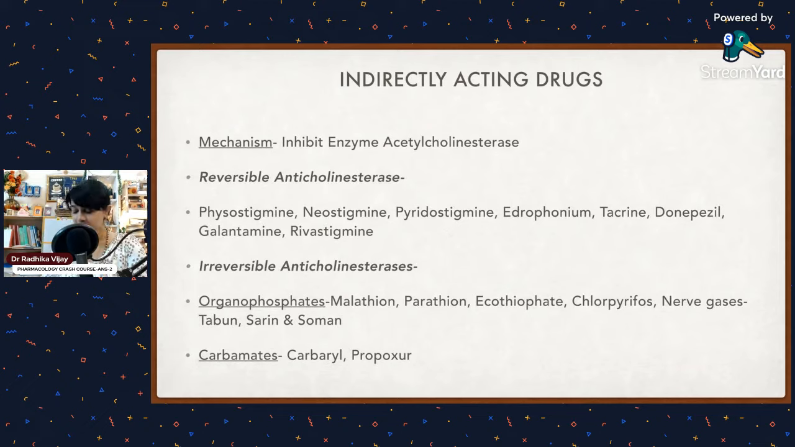Other uses of neostigmine are post-operative paralytic ileus, atony of the urinary bladder, and also the reversal of competitive skeletal muscle relaxants. So these are the uses of neostigmine. Let's talk about pyridostigmine. It has a longer duration of action than neostigmine.